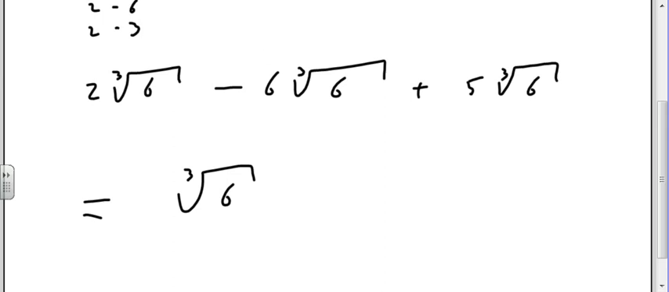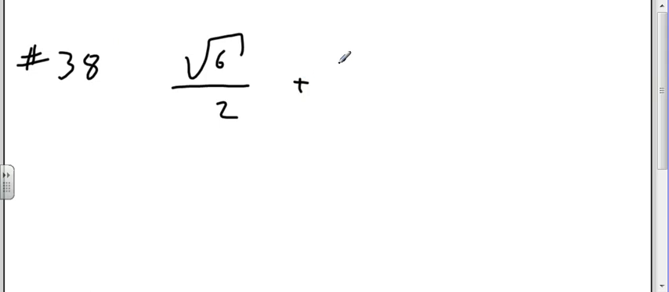All right, so I've got number 38: square root of 6 over 2 plus 1 over the square root of 6. So I've got two issues here. I need a common denominator, and I need to rationalize my denominator. So first thing I'm going to do is rationalize my denominator.